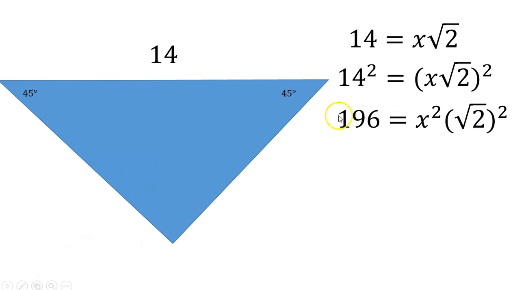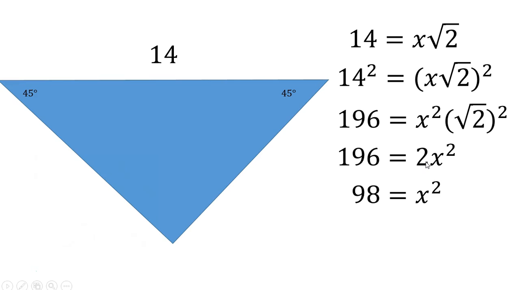So when I see this, it looks like a mess, square root of 2 squared, but the square root of 2 squared is just 2. So that's where this 2 comes from. Square root of 2 squared is just 2. And now I can solve for x. Divide both sides by 2: 196 divided by 2 is 98, that equals x squared.